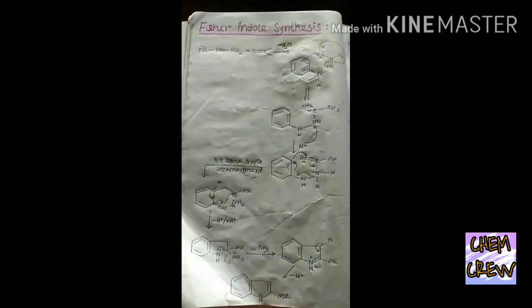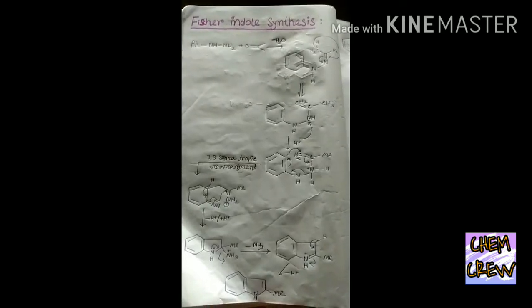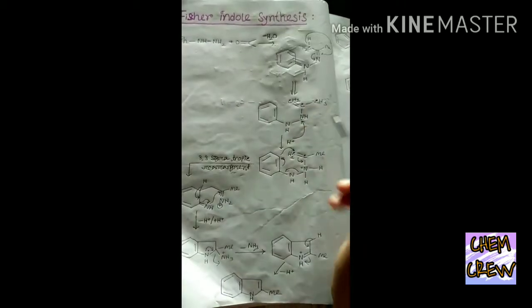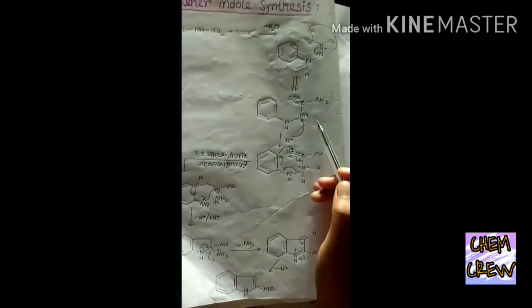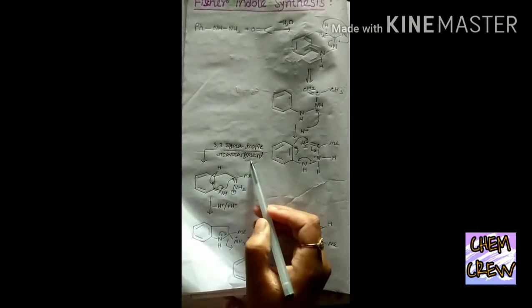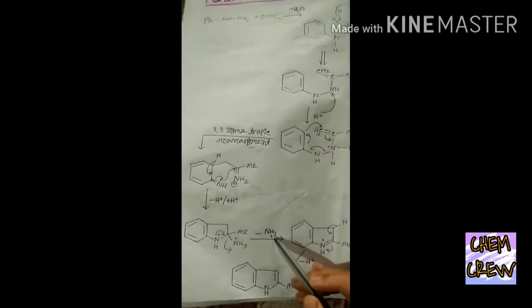This is the standard mechanism of Fischer-Indole synthesis. The first step is the formation of an imine and then the formation of an enamine through tautomerization. In between, the most important step is the 3,3 sigmatropic rearrangement. Remember that one ammonia molecule is removed in this reaction.